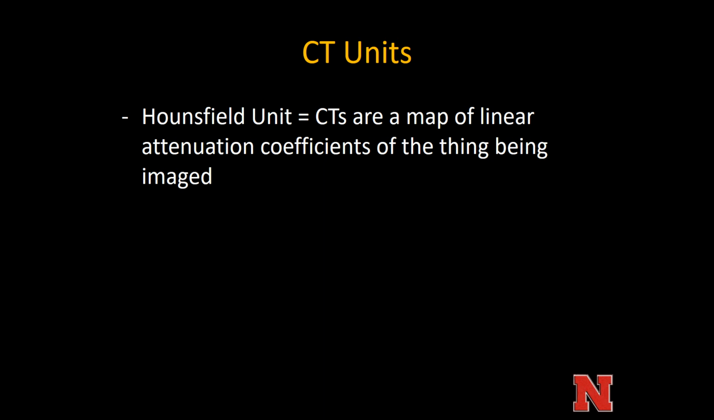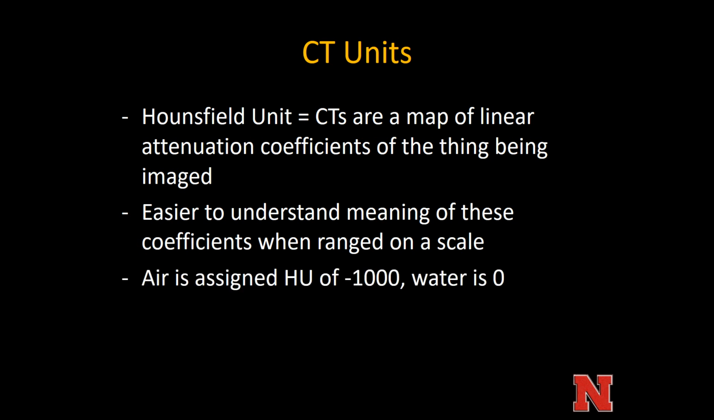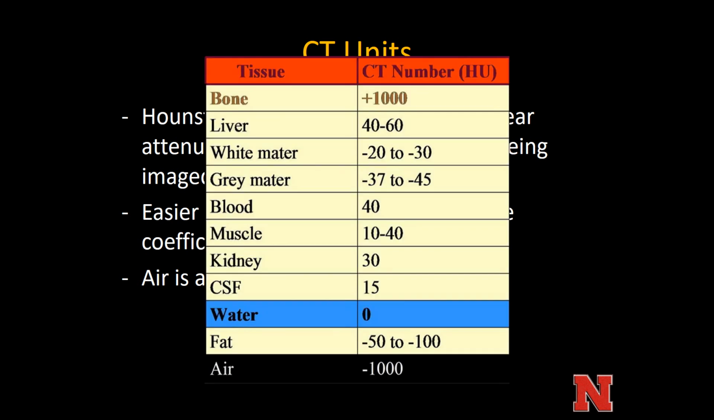CT units. Hounsfield units: CTs are a map of linear attenuation coefficients of the thing being imaged. If you don't understand what that means, it's okay. Again, there'll be dedicated CT lectures. It's easier to understand these coefficients when ranged on a scale. So artificially, air is assigned a Hounsfield unit of -1,000, water is 0, and soft tissue would be like 60 to 70. Liver is 40 to 60, fat is usually -50 to -100.